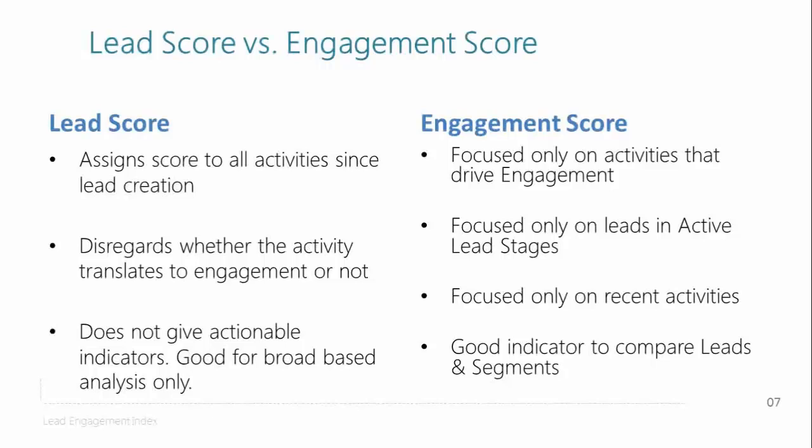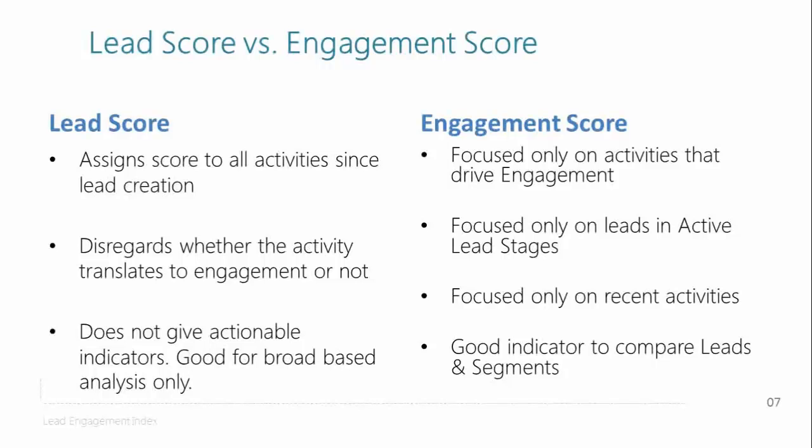So it would be a good indicator on a large data set, but when it comes to figuring out which are the leads which are going to convert in the next few days, weeks or month, it's not a good indicator. The reason is that it assigns scores on all activities since the creation of leads. It disregards whether an activity is meaningfully engaging the lead or not. It captures the scores of all activities. So those are two fundamental flaws in lead scoring, and we have addressed that in the engagement score.